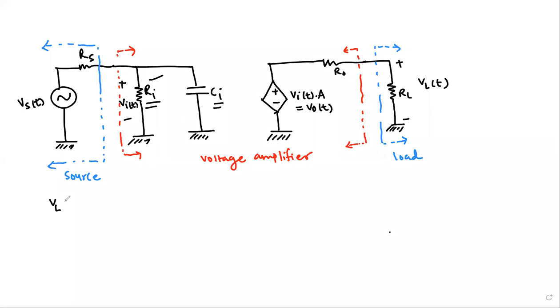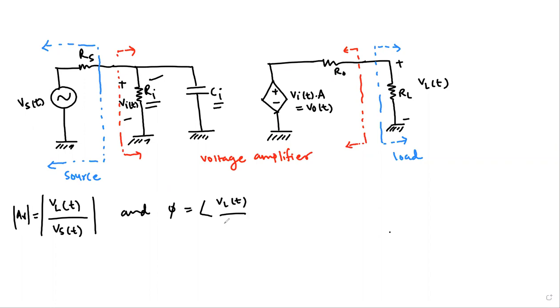which is the ratio of the load voltage with respect to time divided by the source voltage with respect to time. Okay, and we have to take the magnitude, which is the total gain of this network, let's say AV. So this is the total gain, and then we have phi, which is the angle of VL of t divided by Vs of t, and then we have to obtain the frequency response of this network.